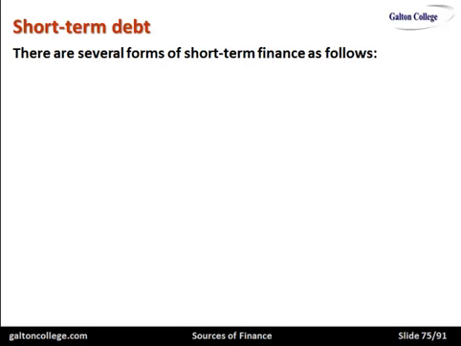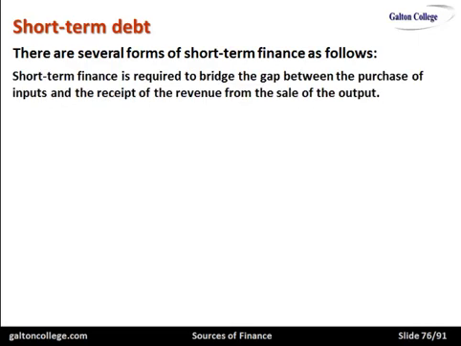Now, short-term debt. Well, there are several forms of short-term finance as follows. Short-term finance is required to bridge the gap between the purchase of inputs and the receipt of revenue from the sale of the output. So generally speaking, short-term finance is to bridge the gap between the company buying, let's say, the inputs, the raw materials, the components, the processing, the manufacturing, the wages and salaries, the overheads, the utility bills, all of the associated bills that come out from the company in the period during which the production is taking place. And then the sale of the item, the distribution and sale of the item, and then perhaps a credit period to the buyer.